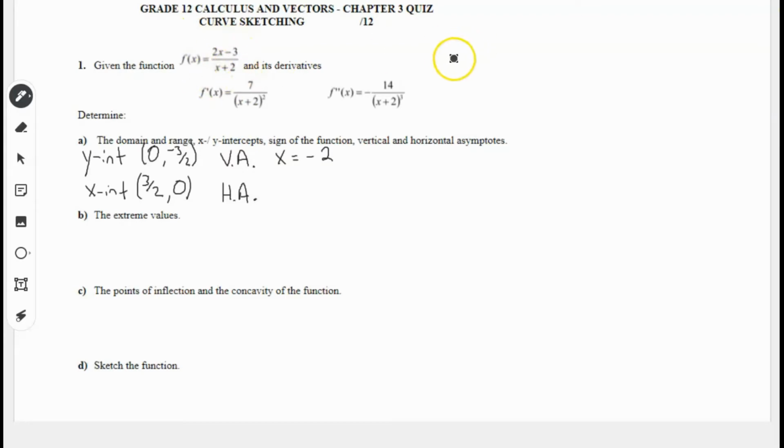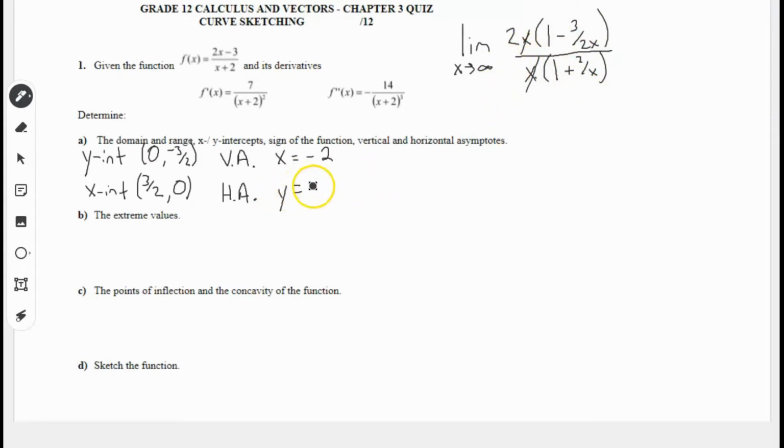What's going to happen is, I'll do this over here. You'll end up with the limit as x approaches infinity. You'll pull out your highest order of x. So we'll have 2x times 1 minus 3 over 2x, all over x times 1 plus 2 over x. So now you get the x canceling. When you take the limit, the bracket goes to 1, and we're just left with 2. So we get a horizontal asymptote at y equals 2.